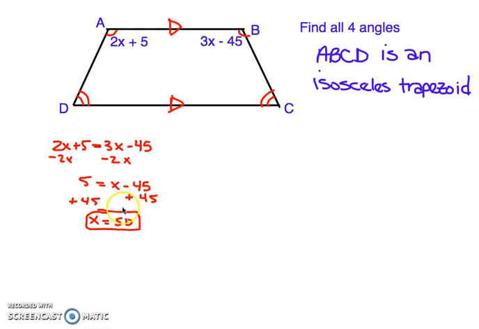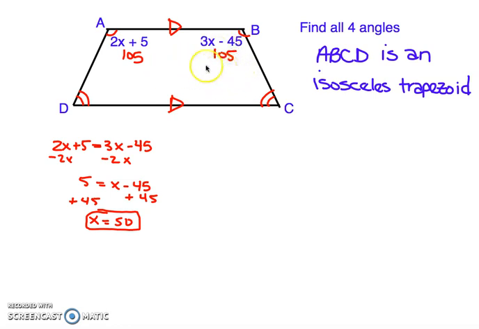Notice up here it says to find all 4 angles. So once you get your value for x, you can plug that in. So if x is 50, I go up here and plug that into 2 times 50, which would give you 100, plus 5 would be 105. So this angle would be 105. So angle A would be 105, which means angle B, which is congruent, must also be 105. So that's what you'd write for those.